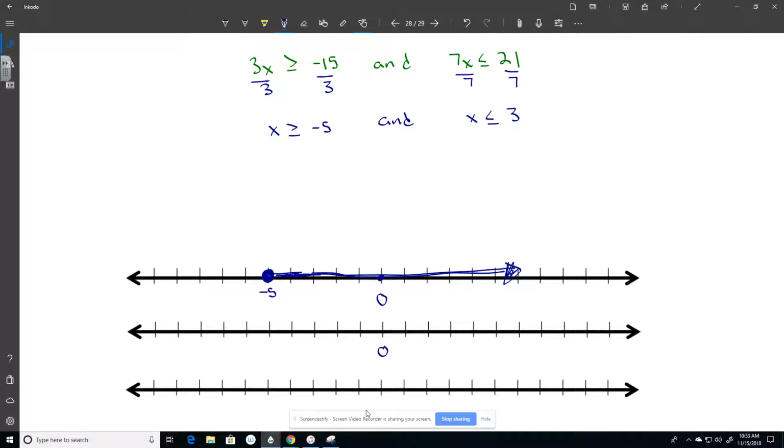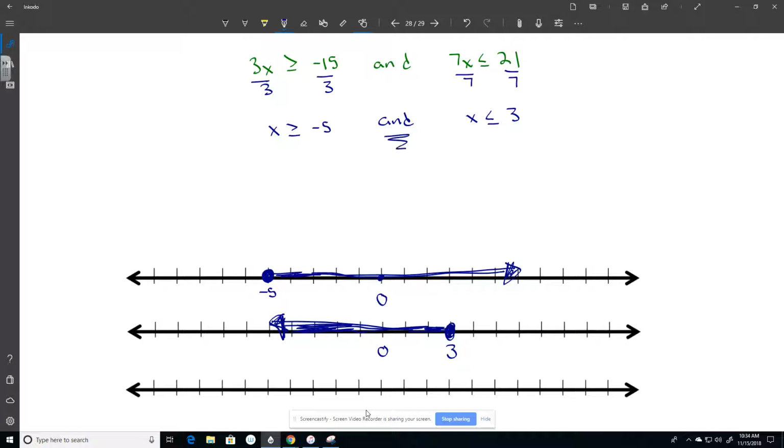So again, here's 0. I'm going to go up 1, 2, 3. I'm going to fill in my circle because it's less than or equal to. And X is less than 3, so this arrow is going to point to the left. Okay, this arrow right here. I know I'm going above the line just a little bit so you can see it. So X is less than or equal to that 3.